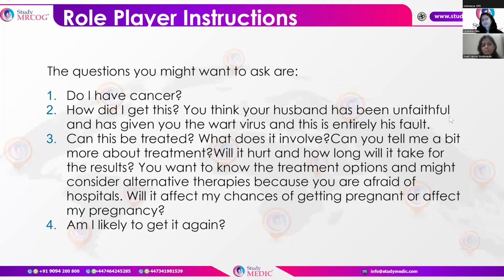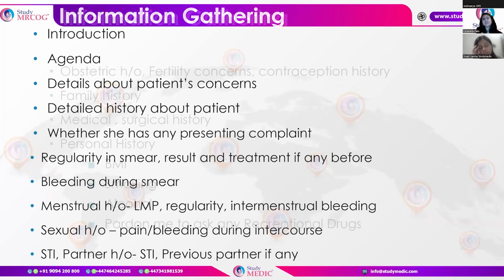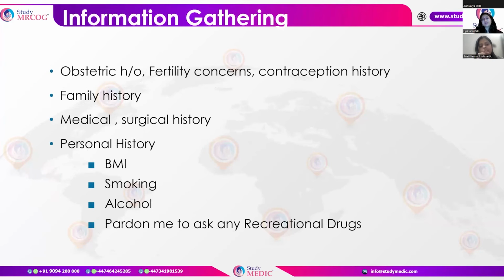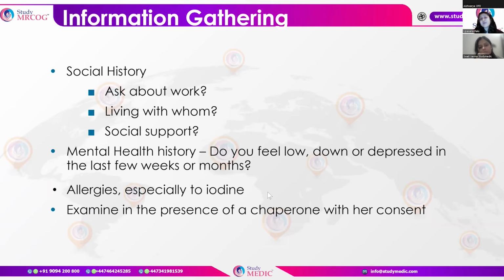So information gathering, this is all that we have discussed now: menstrual history, sexual history, STI, and fertility concerns, contraception history. Smoking history is very important because it's a risk factor for cervical cancer. Then examination with a chaperone, and allergies. She may have an iodine allergy, and then you are supposed not to use it, because we use Lugol's iodine and acetic acid during colposcopy.